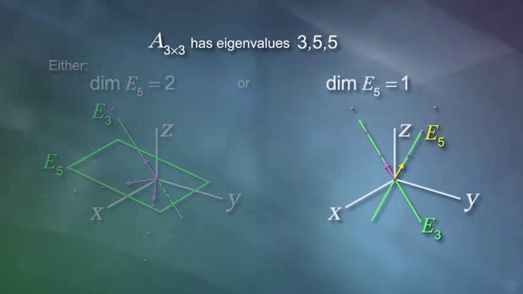But if the dimension of E5 were 1, then since the dimension of E3 is 1, we could only have 2 linearly independent eigenvectors, and that would not be enough to span R3. So in that case, there is no basis of eigenvectors.